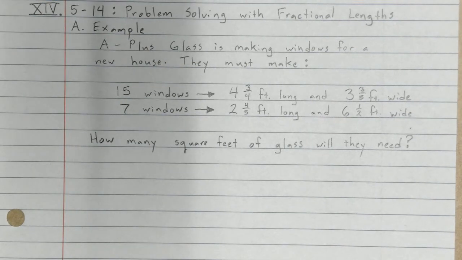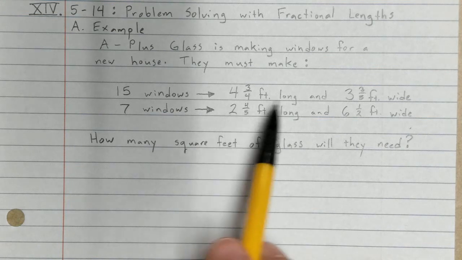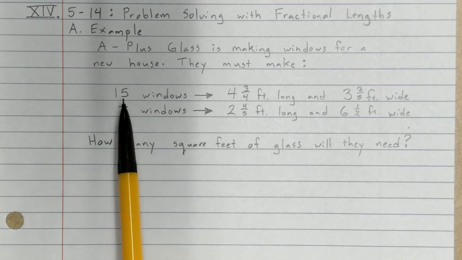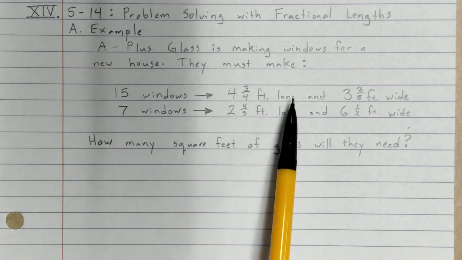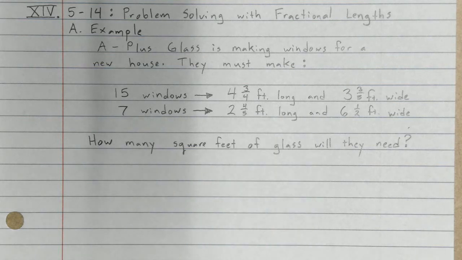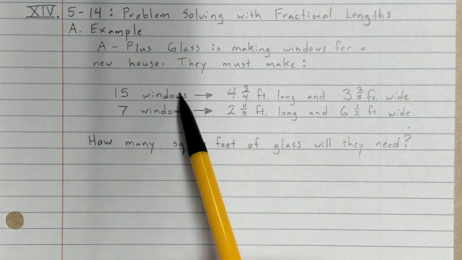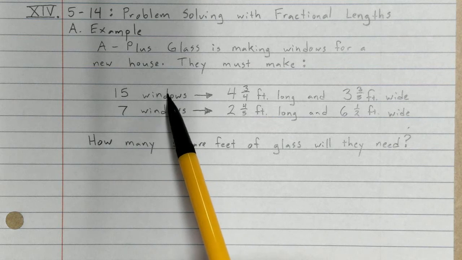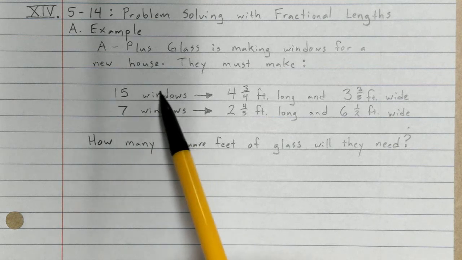Okay. Now before we dive in, because we are dealing with some fractional lengths and we're going to do some big work today, I'll show you. But it's a very basic question that it's asking. If they have to make this many windows that are this size, this many windows that are that size, how can we use that information to figure out how much glass they will need altogether? If I could figure out how much glass one of these windows needs, I could just multiply it by 15 to get all the windows.